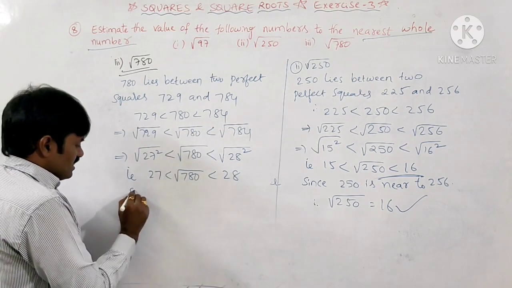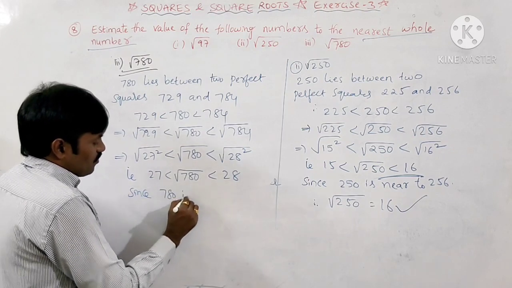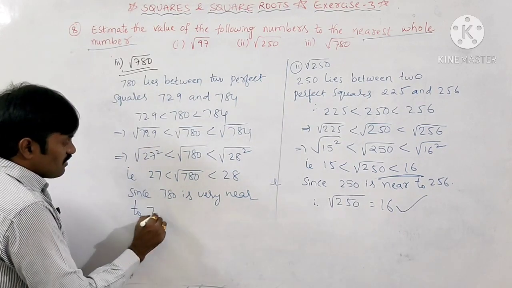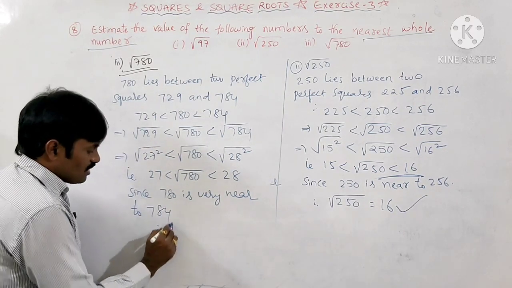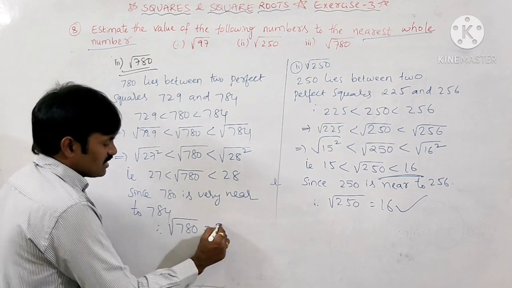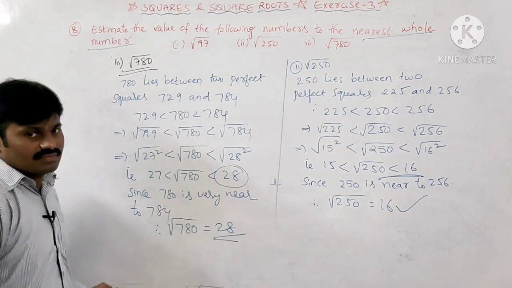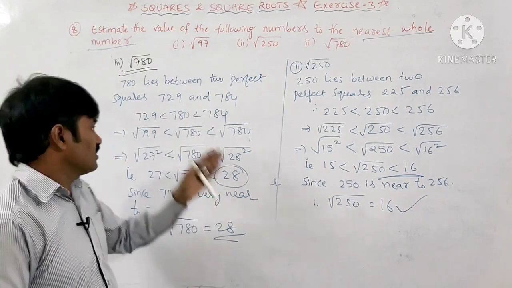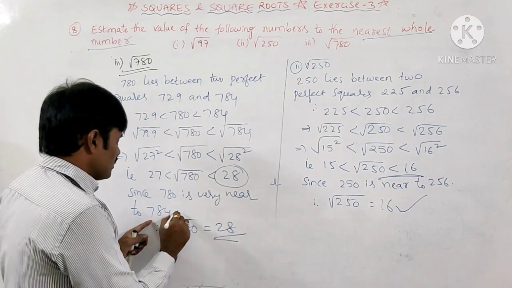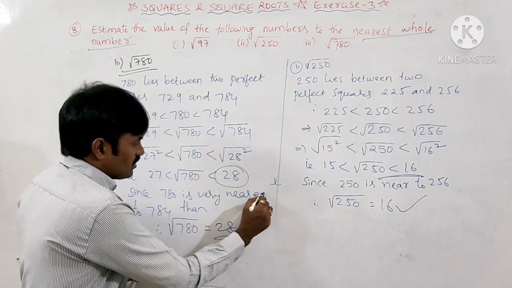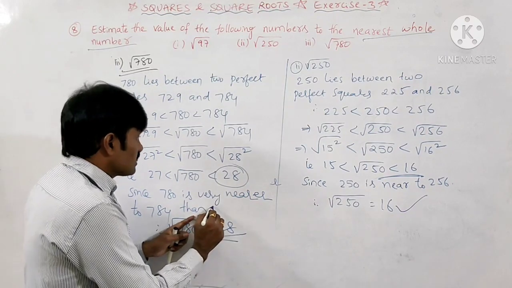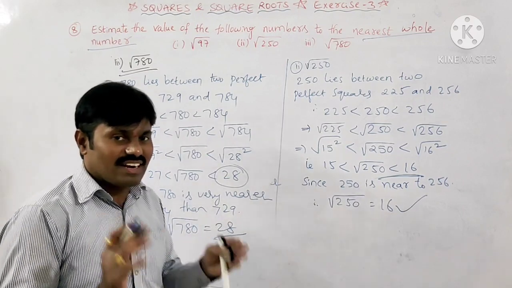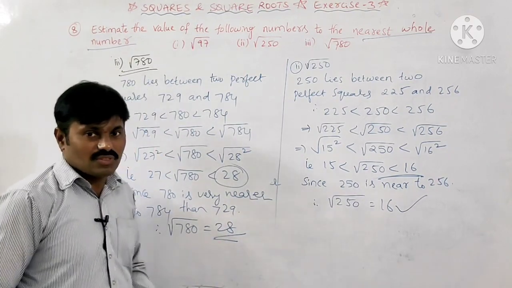It is nearer to 784, since 780 is very near to 784. Therefore, what is the square root of 780? That is 28. We have to consider 28 itself, since it is very near to 784 than 729. So I have considered the square root of 780 is equal to 28. Okay, clear, beta?